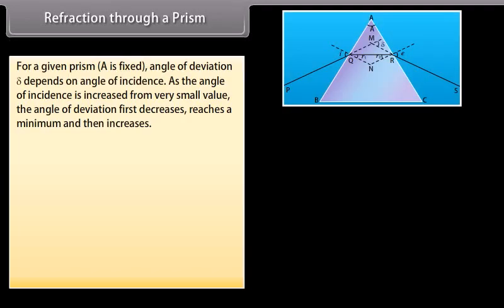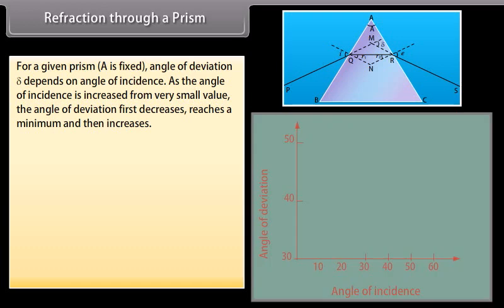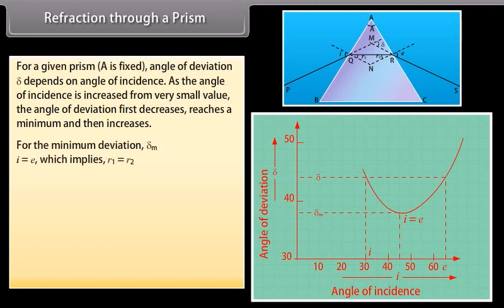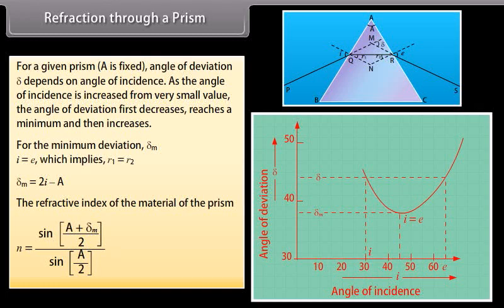For a given prism, A is fixed, and the angle of deviation delta depends on the angle of incidence. As the angle of incidence is increased from a very small value, the angle of deviation first decreases, reaches a minimum and then increases. For minimum deviation, i is equal to e, which implies r1 is equal to r2. Delta minimum is equal to 2i minus A. The refractive index of the material of the prism, n, is equal to sine of (A plus delta minimum)/2 divided by sine of A/2.